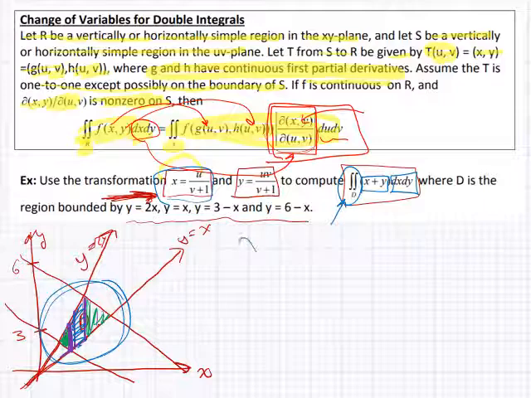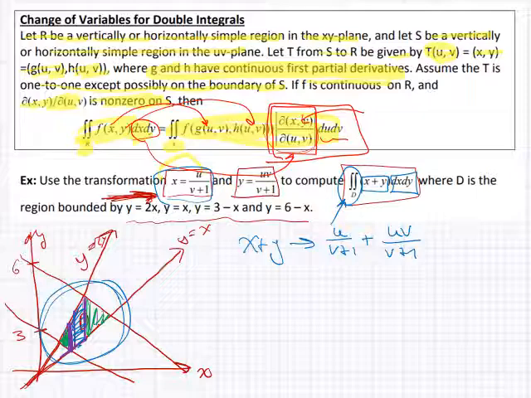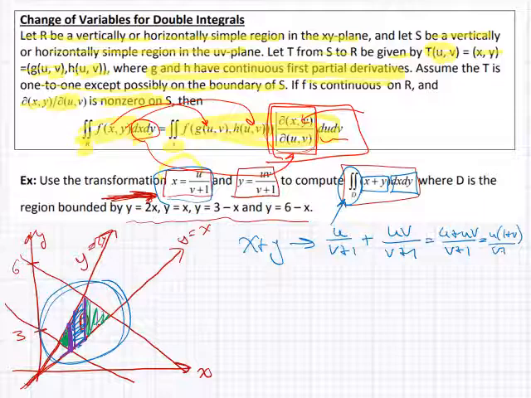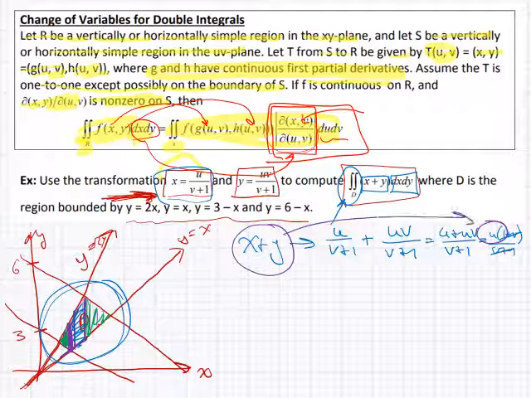And so the function x plus y being converted into u's and v's is easy. We know x equals u over v plus 1, and y equals uv over v plus 1. So if we put this together, we get u over v plus 1 plus uv over v plus 1. If you factor out a u, you have 1 plus v over v plus 1. They cancel, so ultimately you just get u. So the function converts to just u.